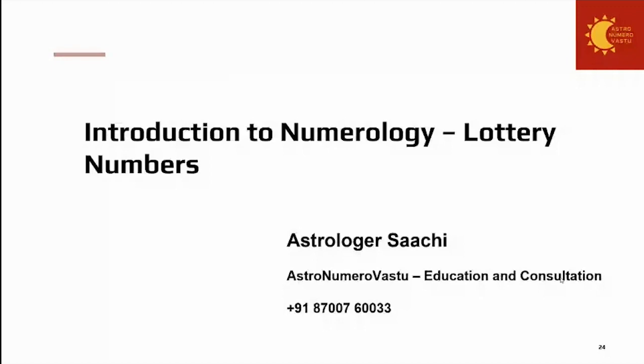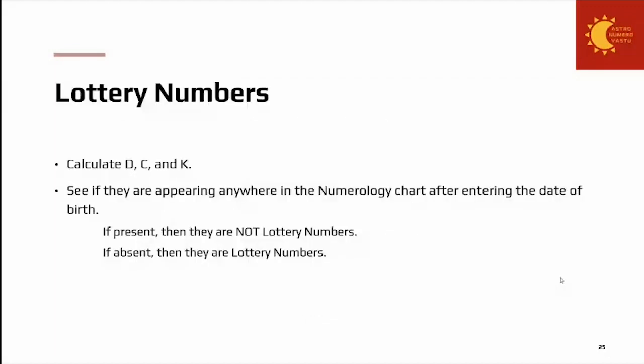But when you're calculating the driver, conductor, or Kua number, you are getting certain new vibrations. And those new vibrations are improving your numeroscope. So, what is the process here? You take the date of birth, calculate driver, conductor, and Kua number. Now check if they are appearing anywhere in the numerology chart after entering the date of birth.